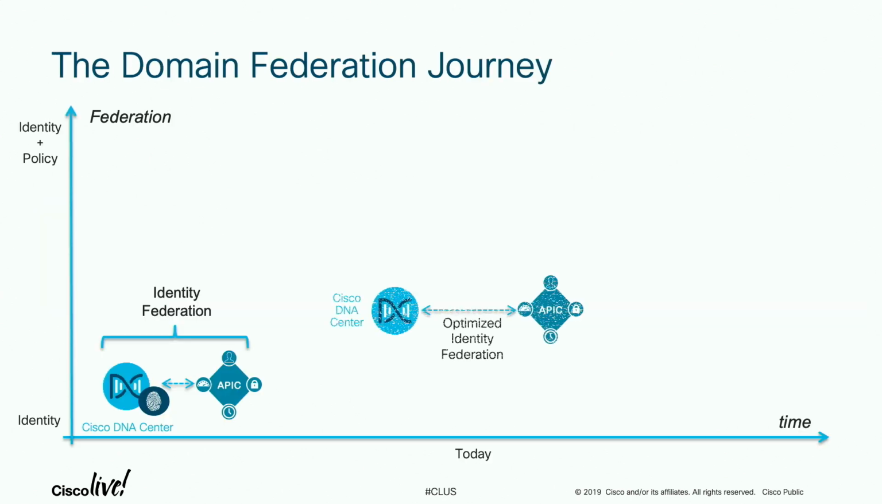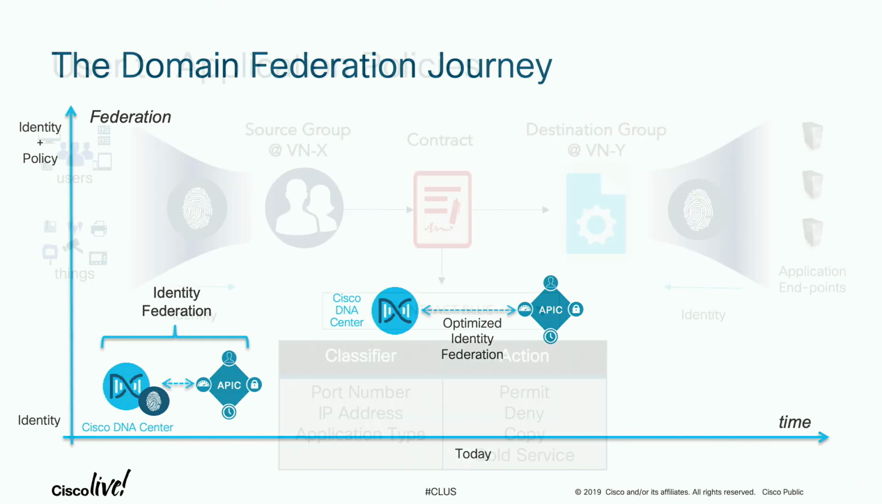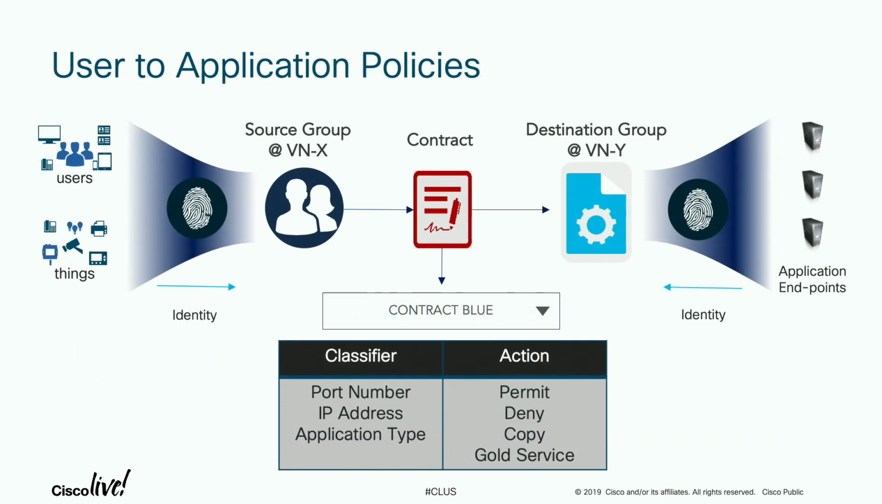So if you think of this as a journey, we've talked to you several times about how we federate identity between our ACI data center and our SD Access system. We're optimizing that identity federation. So let's see what that looks like. Again, our policies are between a source and a destination, the source being the users, the destination being the applications. And all we're doing is defining a contract and inserting that contract in between them. And then we're going to go ahead and enforce it.